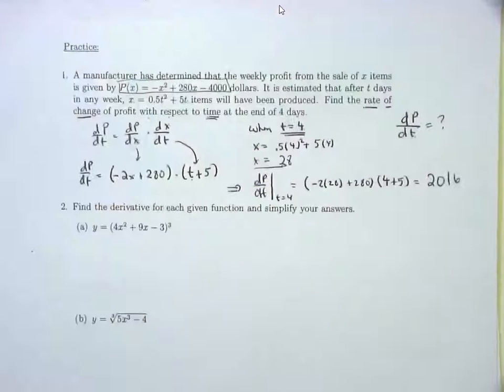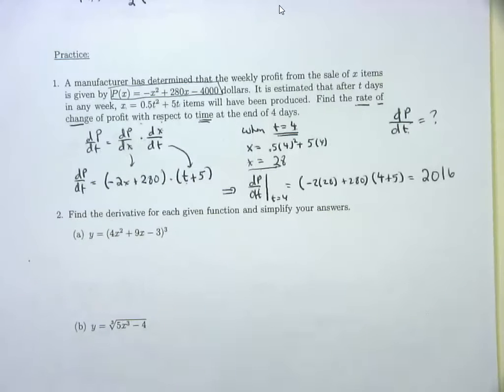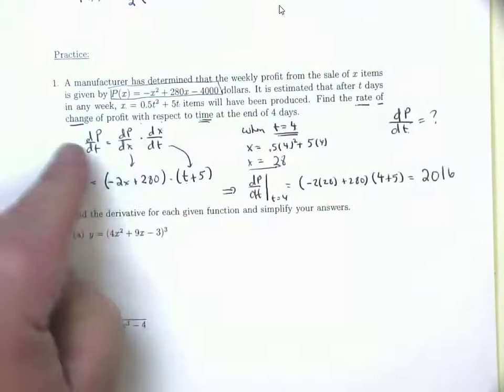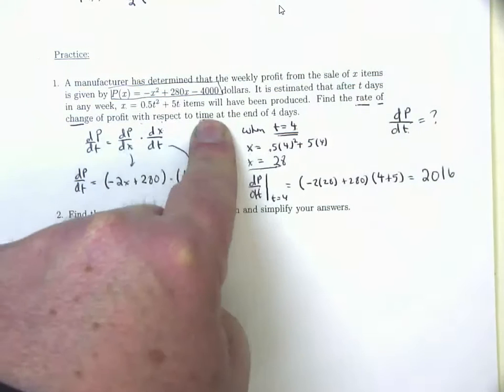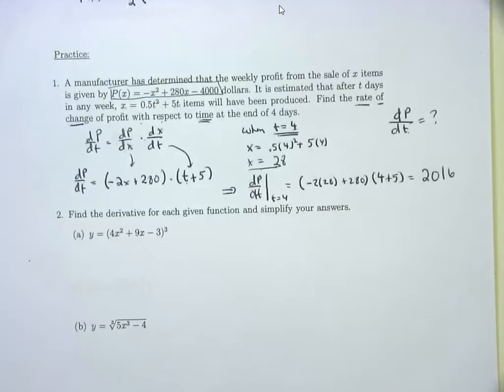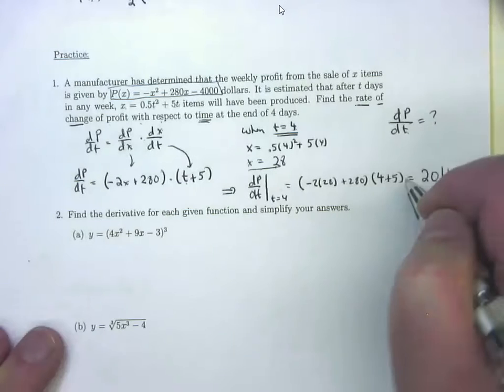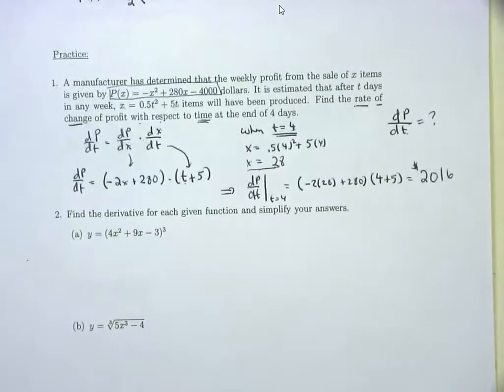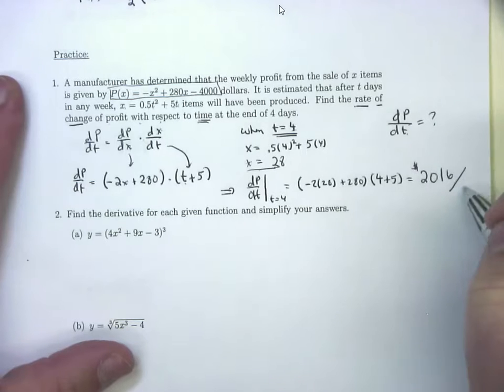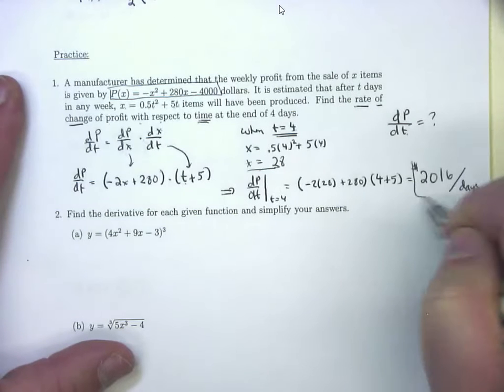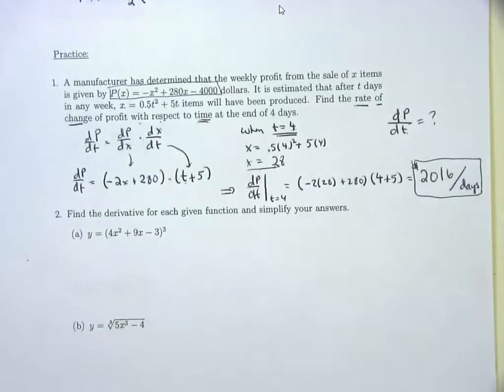But one thing, it's a word problem, and being a word problem, I have to have units. This is why we like the Leibniz notation. The notation will tell me what the units are. We took the derivative of profit with respect to time. What's profit measured in? Dollars, American money, okay. What is time measured in? Days. And every time you take a derivative, it's a per, and we put a little slash for per day. So the actual answer is $2,016 per day.